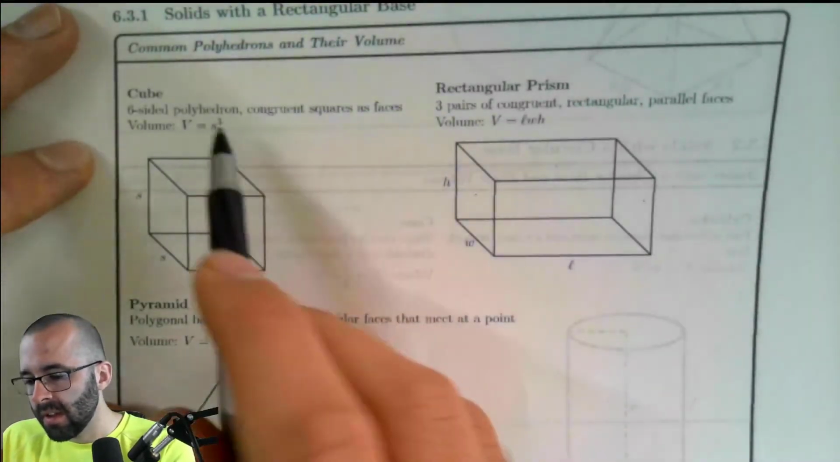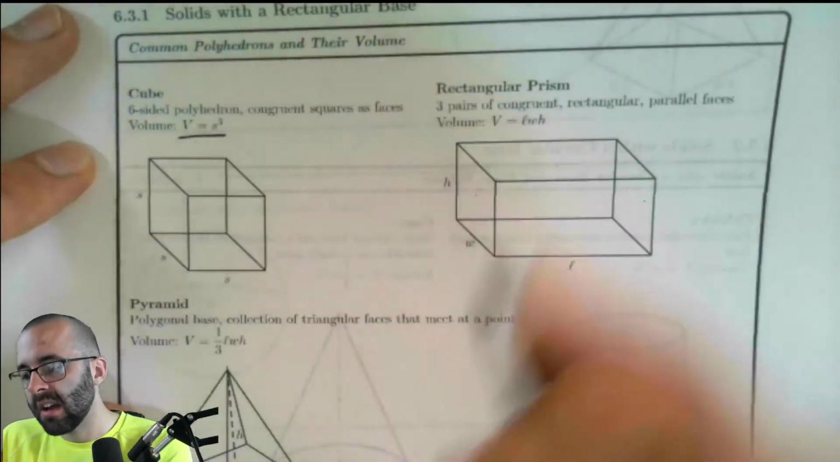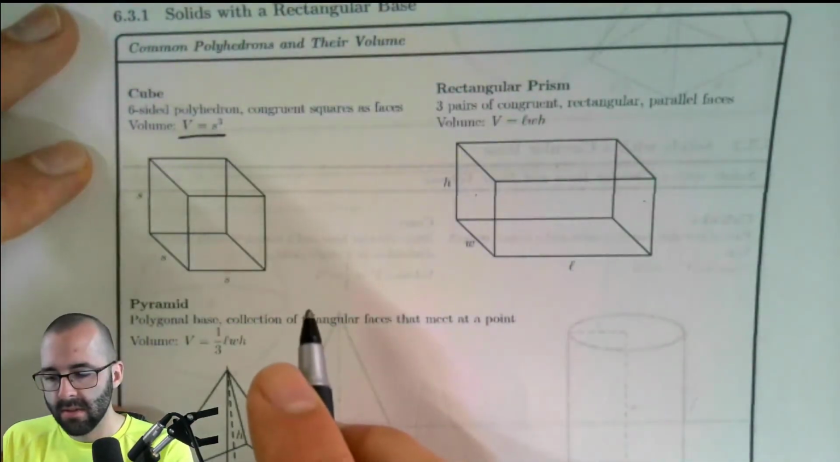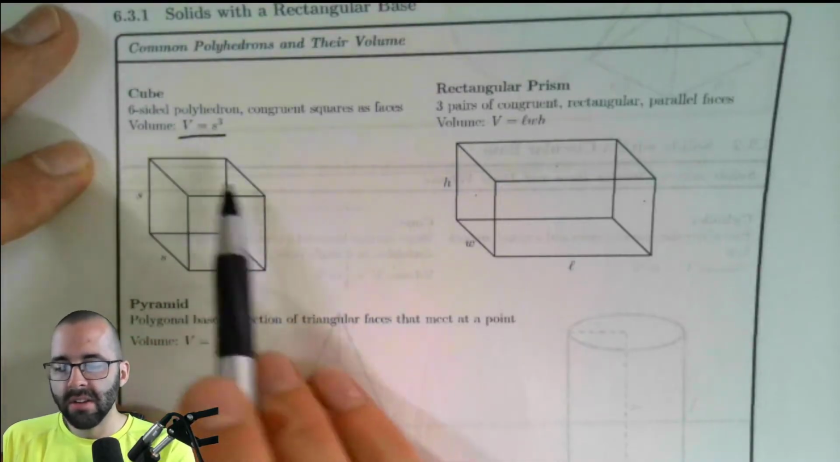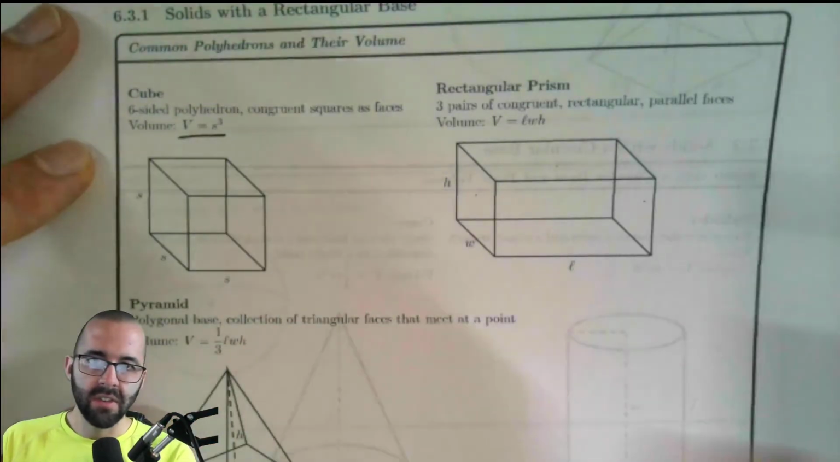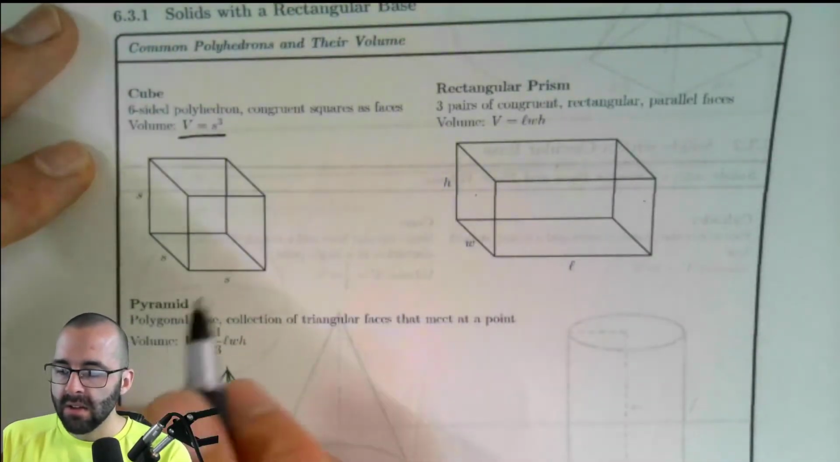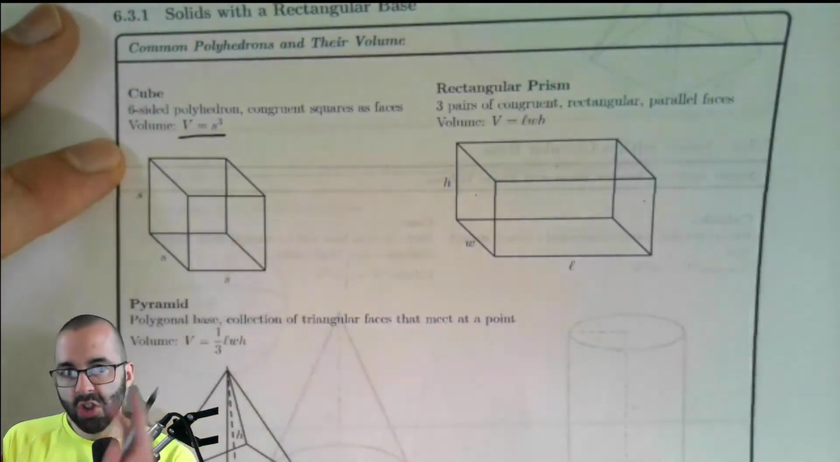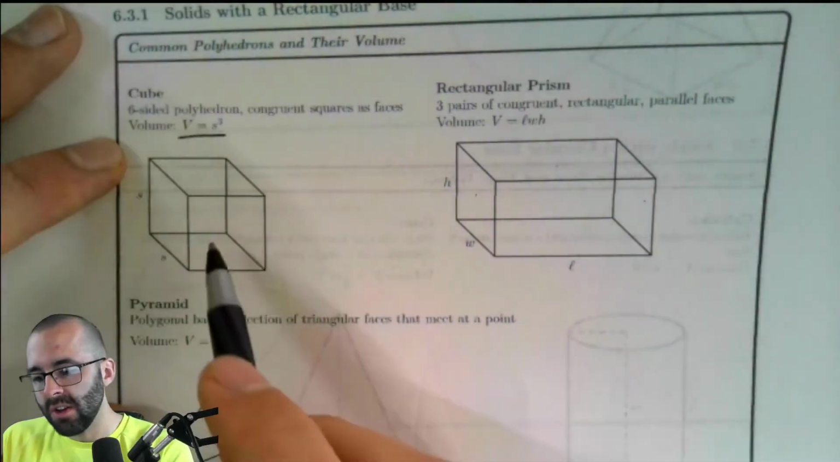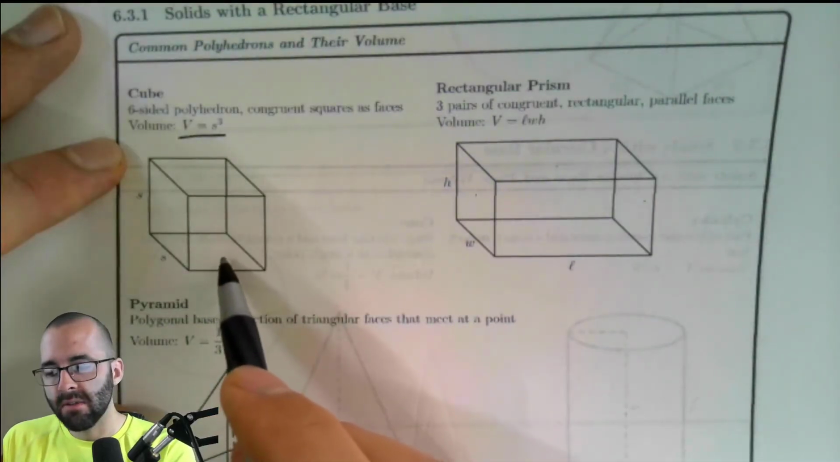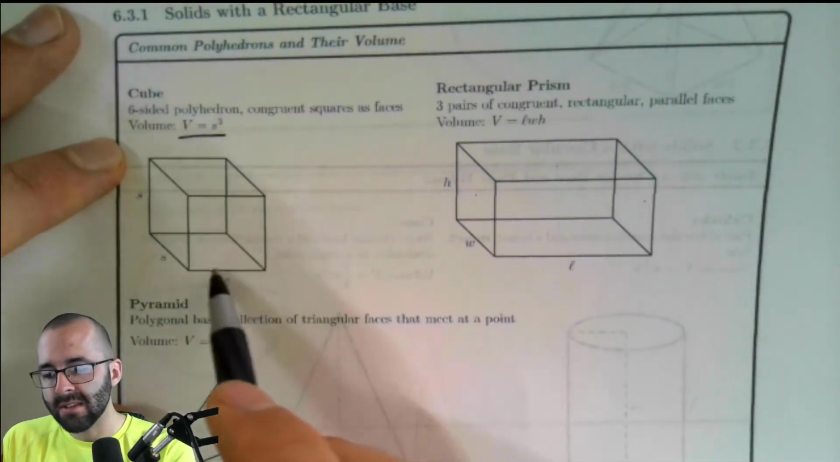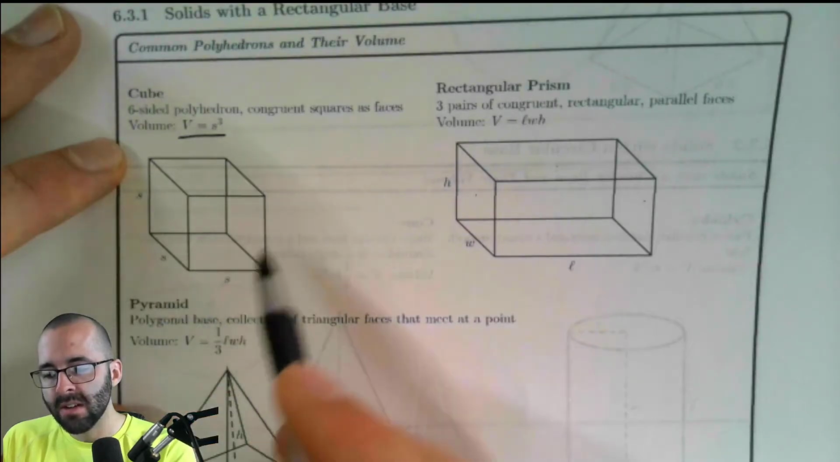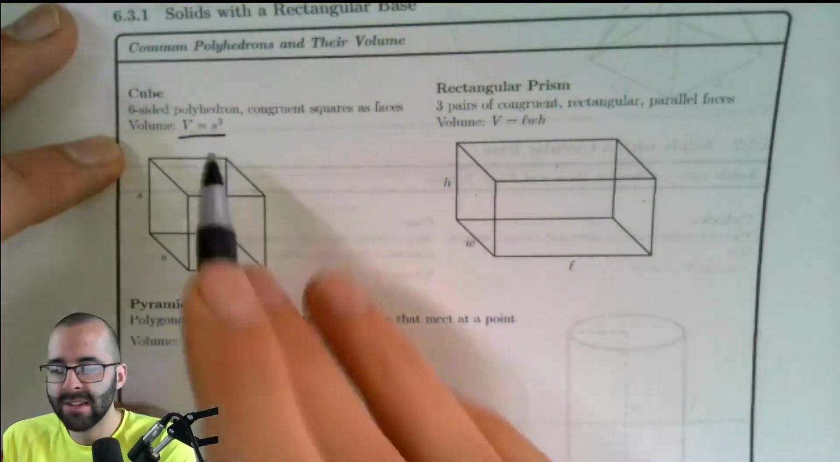So cube, the volume is just going to be the side cubed. In a cube, all of the sides are the same length, all the faces are the same square. And in general, if you have a figure that's kind of straight, you can just take the area of the face and multiply it by the height. So the area of the bottom is s squared, multiplied by the height is also s, and that's how we get s cubed.